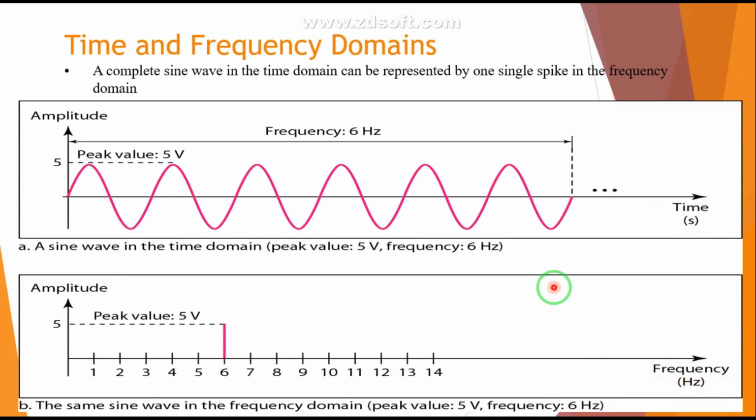Now guys, we are going to see the time and the frequency domain. A complete sine wave in the time domain can be represented by a single spike in the frequency domain. You can see on the figure that this is your sinusoidal wave, which has 6 cycles in 1 second. So its frequency is 6 hertz and amplitude is 5 volt.